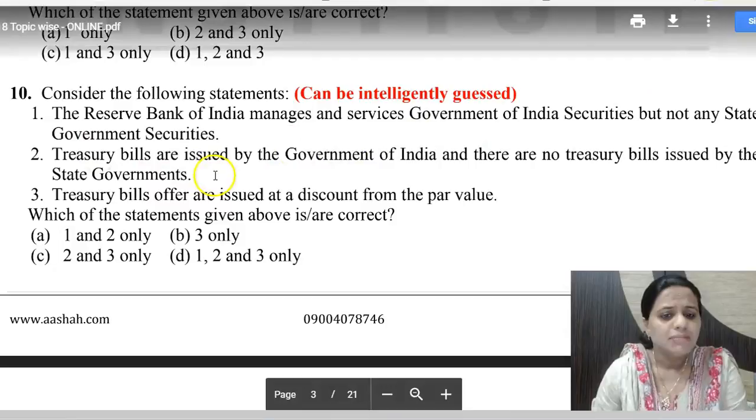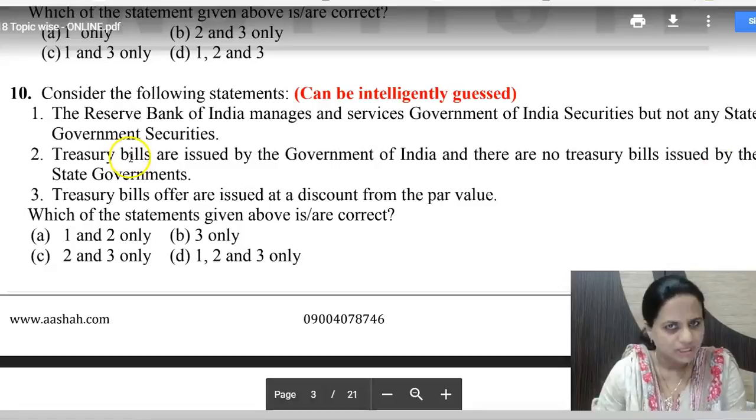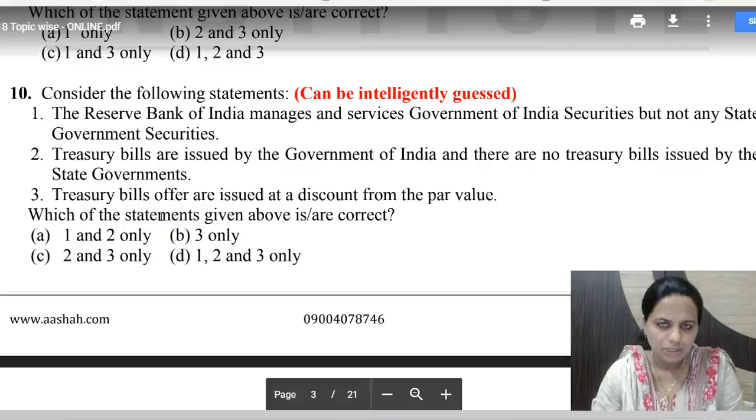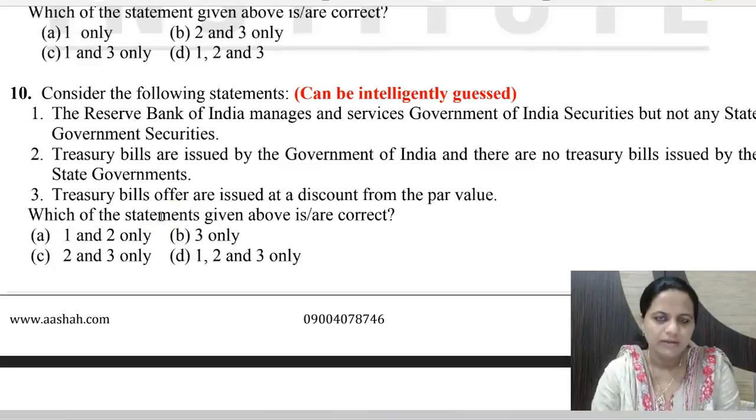Treasury bills are issued by the Government of India, and there are no treasury bills issued by state governments. Of course, it is the Government of India which issues treasury bills, the T-bills. And T-bills are issued at a discount from the par value. So if you know about treasury bills, you would know that there is a discount on the stated value which is offered with treasury bills. So this general information regarding treasury bills can help you solve this question too.